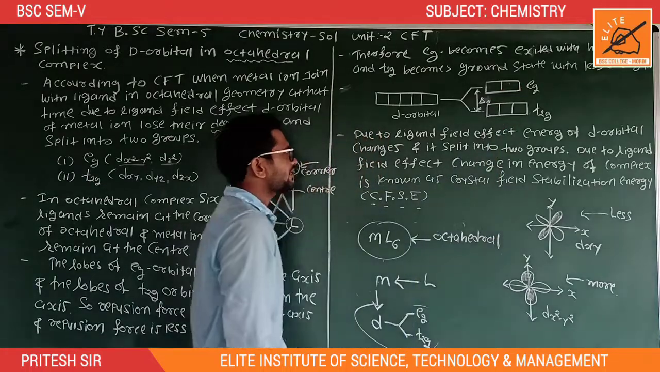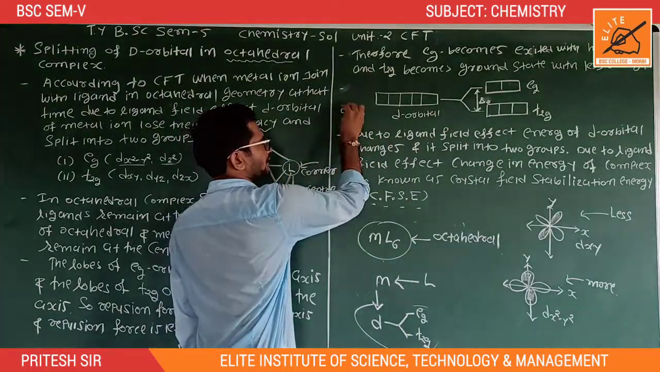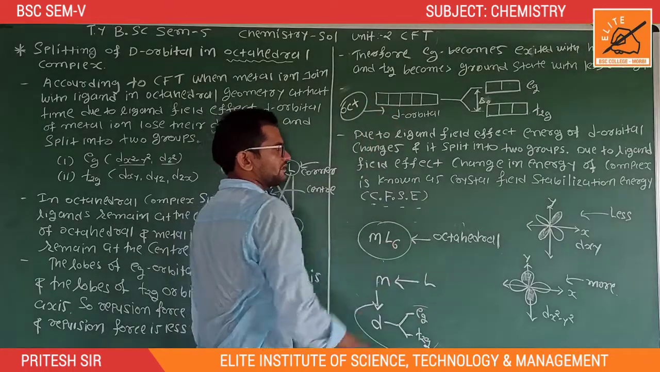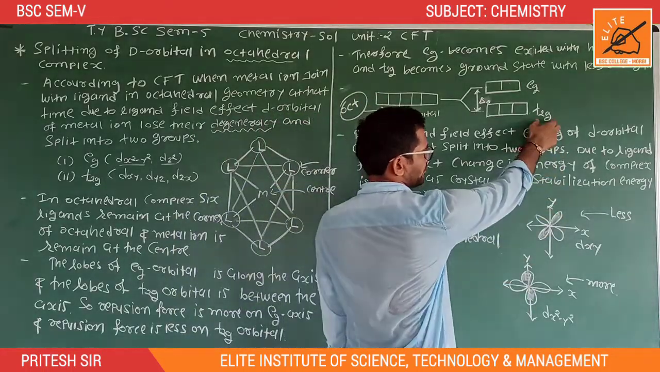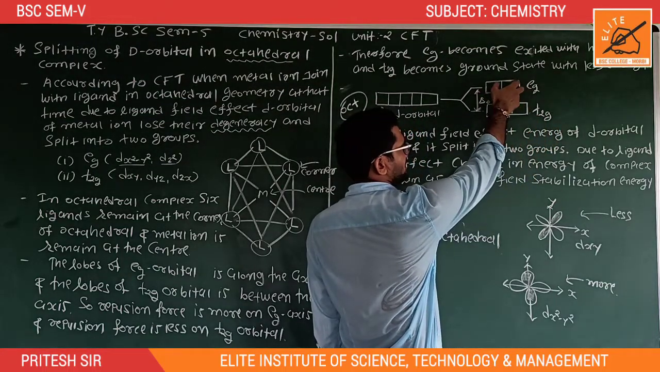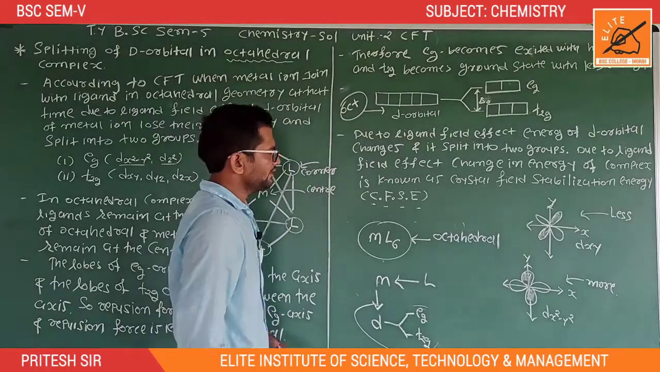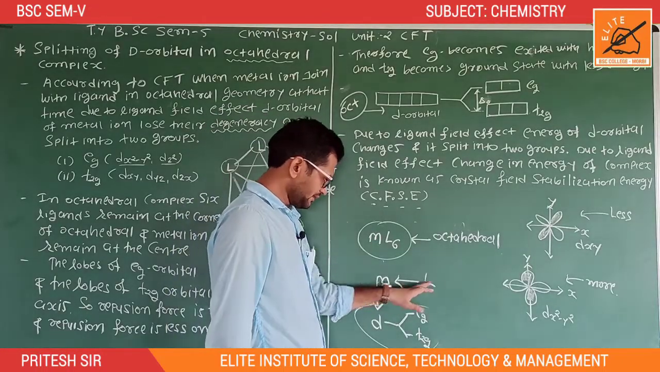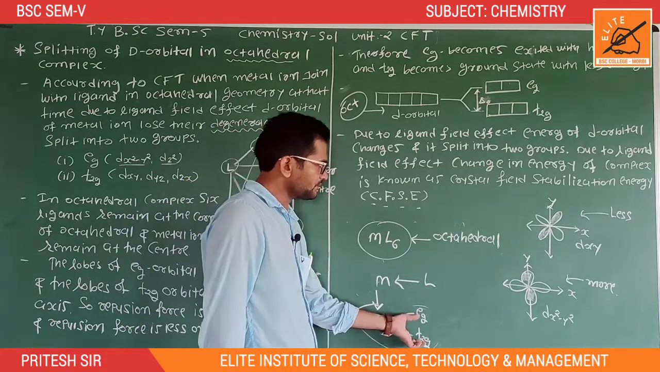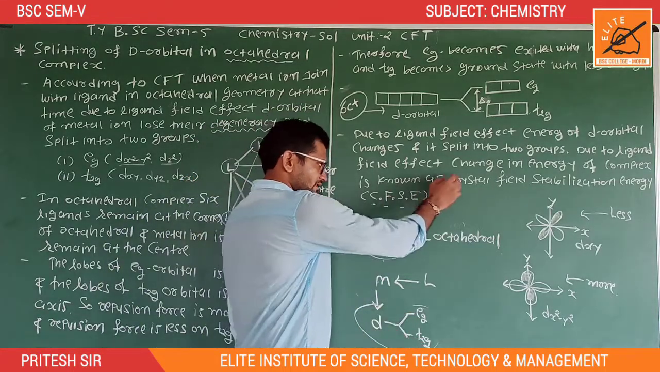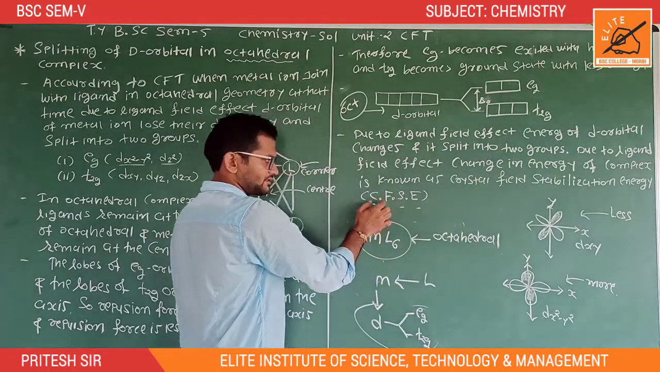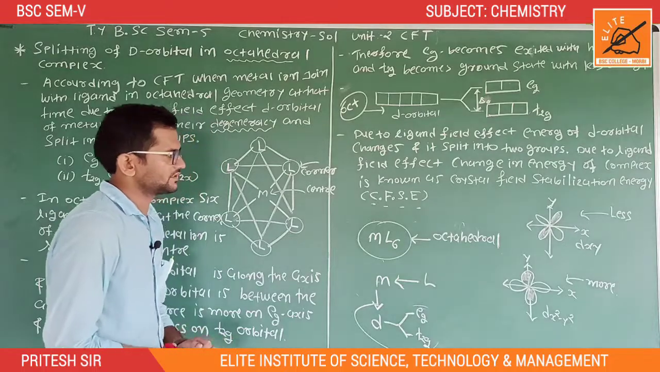In octahedral complexes, the first electron is always filled in the t2g orbital, because t2g remains as the ground state and eg remains as the excited state. So due to the ligand field effect, the energy of the d orbitals changes and they split into two groups, and this change is known as CFSE. CFSE means crystal field stabilization energy.